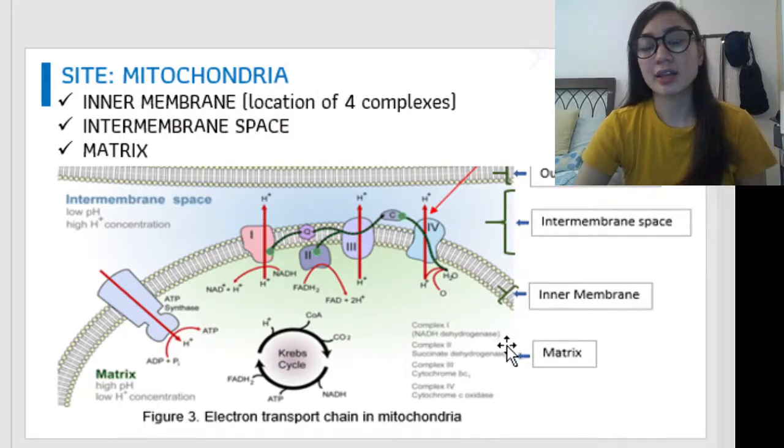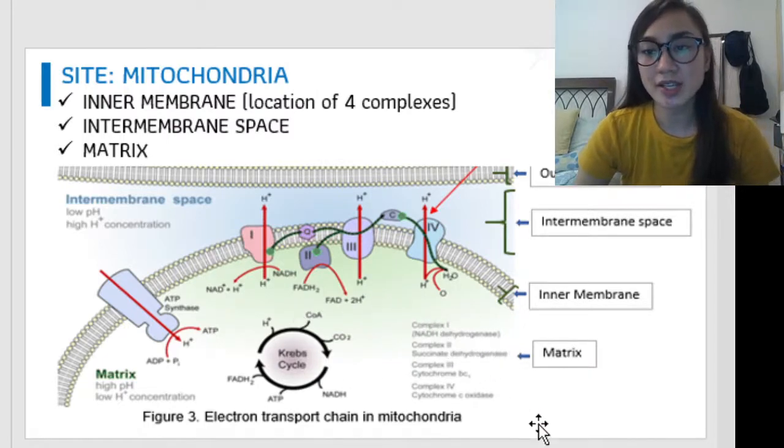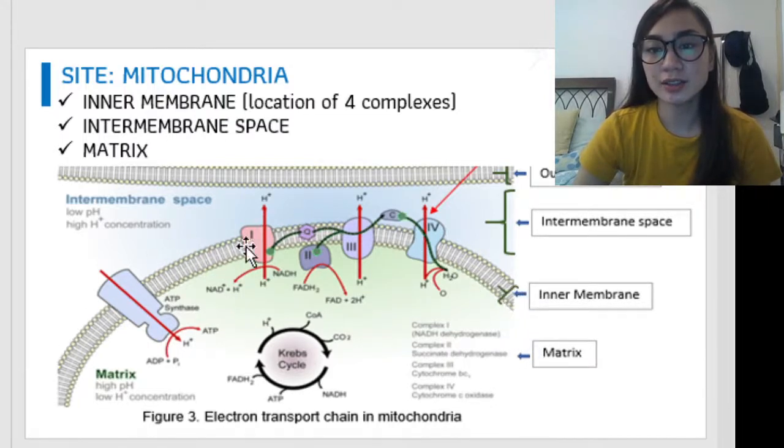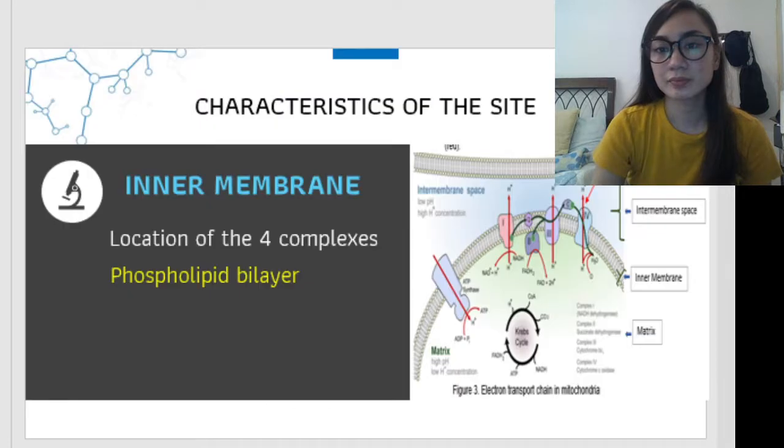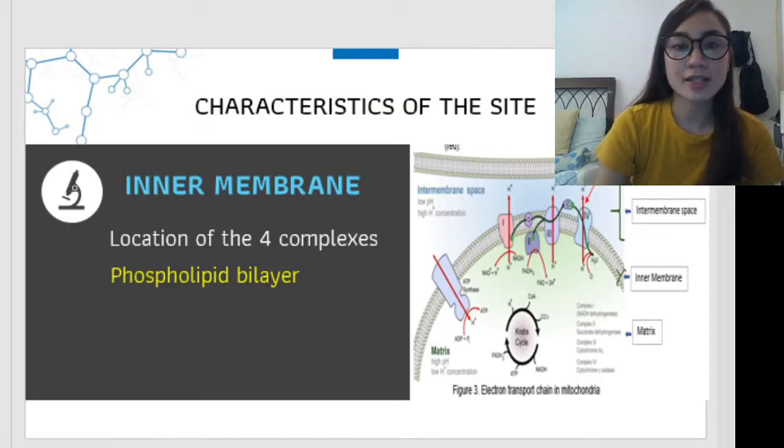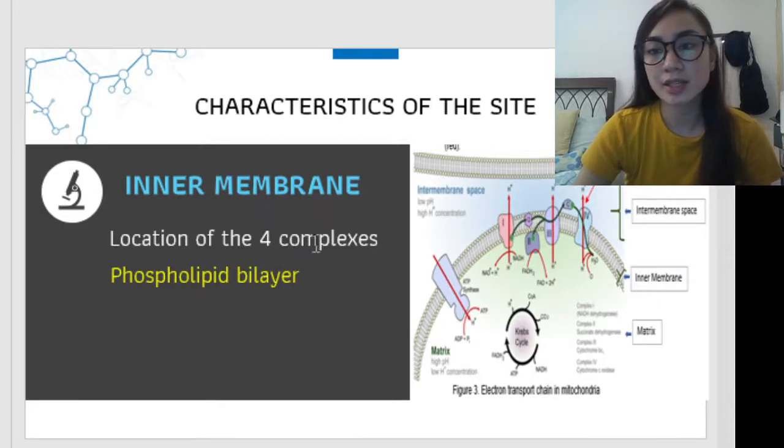So, para ko siyang i-compare sa isang swimming pool. So, in a swimming pool, we have the water. So, ito yon yung matrix. And then, yung haligi ng pool ay yung inner membrane. And, of course, yung sa labas ay ang intermembrane space. So, characteristics ng ating site. Si inner membrane, this is where the 4 complexes are located.